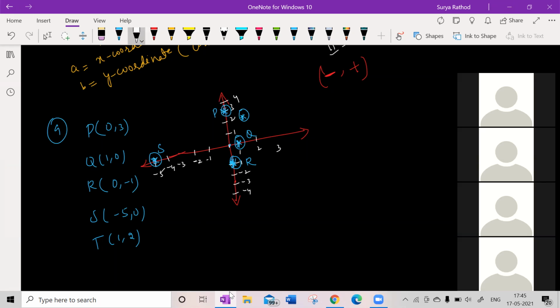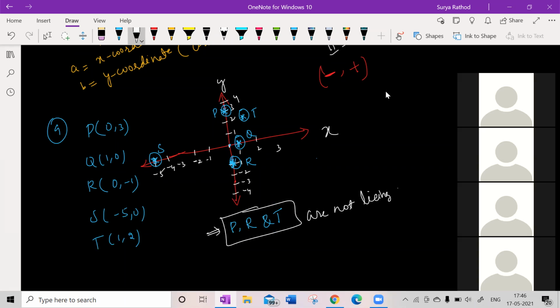So which points are not lying on the x-axis? This is my x-axis. Look at this here: points P, R and T are not lying on the x-axis. Isn't it? Yes or no, guys?